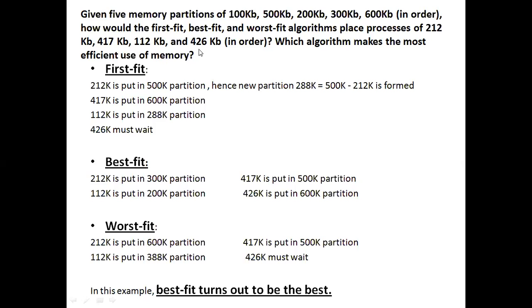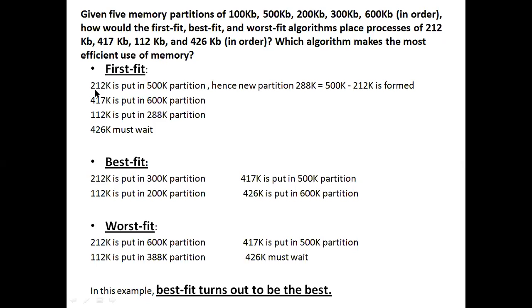So what are these? These are the variable memory spaces that are available. And what are these? These are the processes which are coming into the main memory. So how do you place those processes into the available memory partitions? Which process is coming first? A size of 212 kilobytes. When that comes in, let's apply the first fit algorithm.